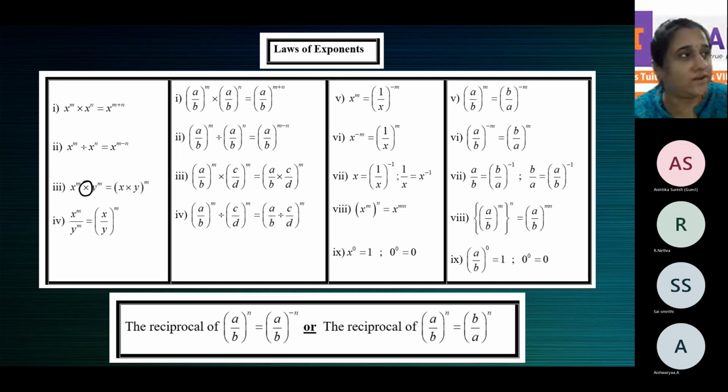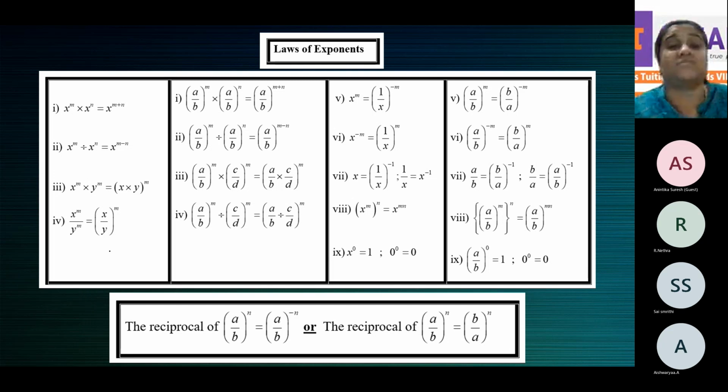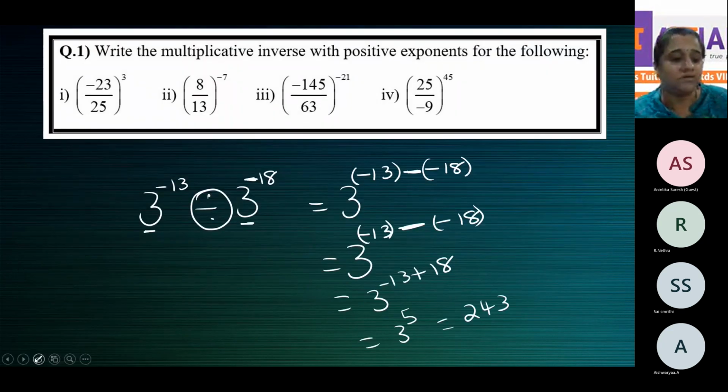So here the bases are different. The operation is multiplication, but the powers are the same. In this case, you multiply the bases and raise it to the same power. You multiply the bases x into y. See the board there. Multiply the bases x into y and raise it to the same power. So see here.